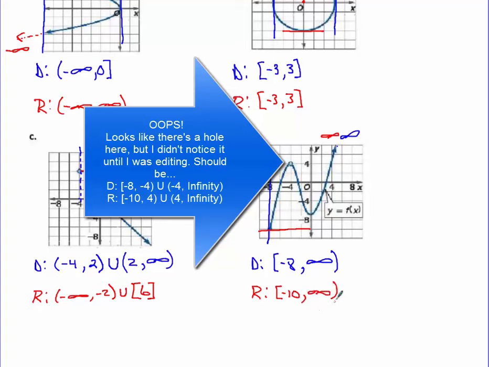So that's a quick refresher on domain and range. Write down any questions you have, and we'll talk about it tomorrow.